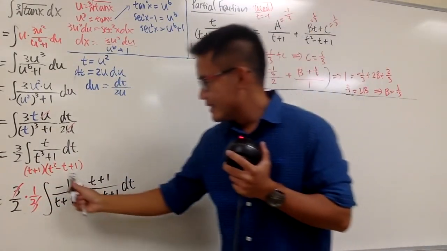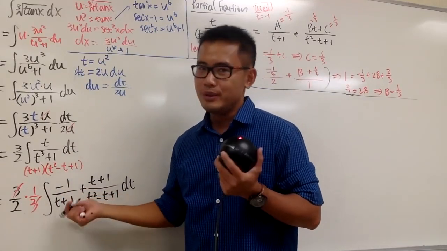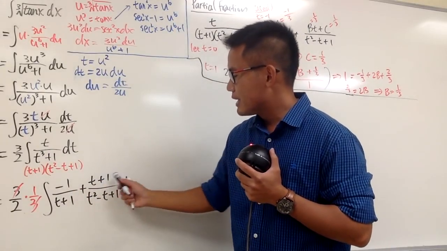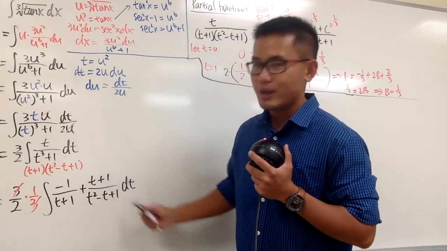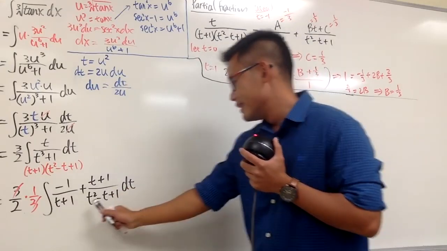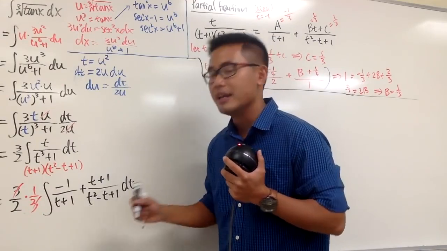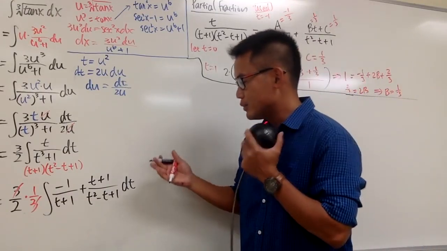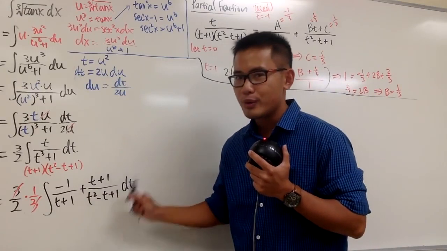Okay, this is easy, right? -1 over t plus 1, we can totally integrate that. But how in the world can we integrate this? t plus 1 over t squared minus t plus 1. Well, this right here, we cannot factor it anymore. This quadratic doesn't have any real valued roots, right? So what we have to do is complete the square right here.